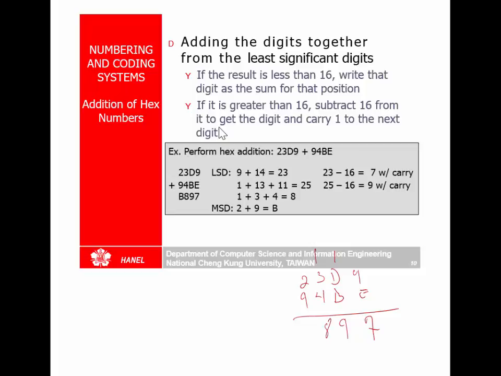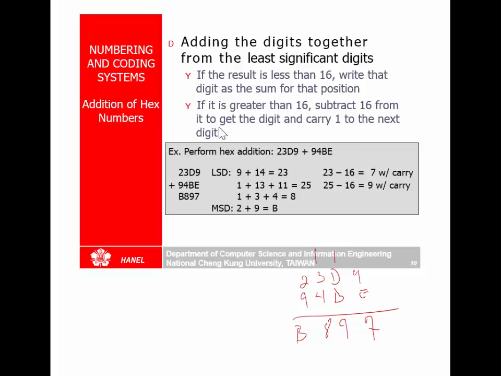And 2 plus 9 is 11, which is a valid digit. I would write a B there, right there. So that's the key thing when you look at adding binary numbers or hexadecimal numbers, is that you carry 16. Same thing when you borrow, right there.